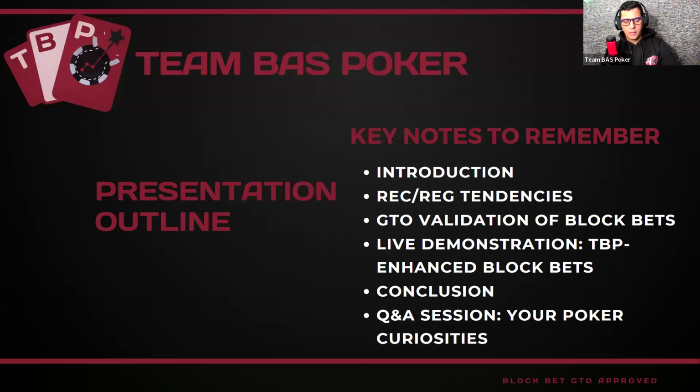And after that, we'll try to implement those tendencies to the GTO solution. So we'll do some kind of node lock using the GTO Wizard AI, and we'll try to see how GTO will actually play with the tendencies the population are playing. And then we'll sum it up with a conclusion, and of course we'll turn to the Q&A.